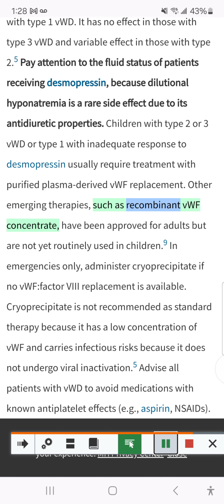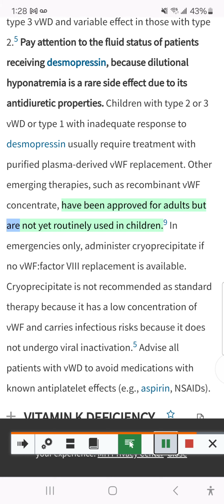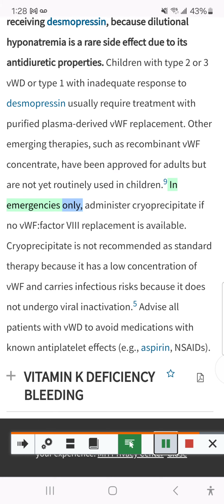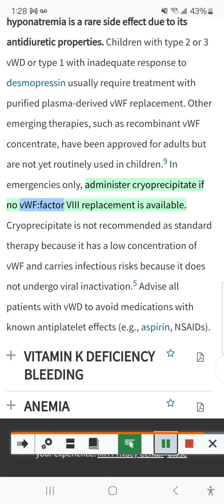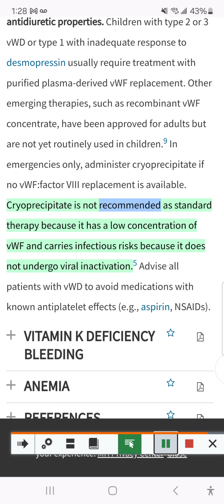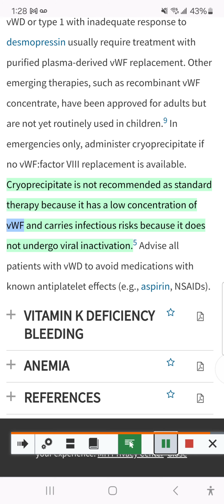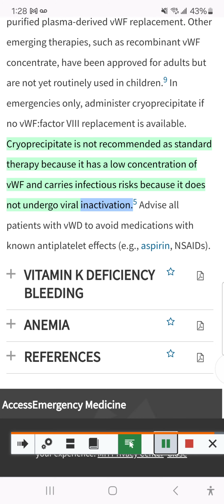Other emerging therapies, such as recombinant VWF concentrate, have been approved for adults but are not yet routinely used in children. In emergencies only, administer cryoprecipitate if no VWF factor VIII replacement is available. Cryoprecipitate is not recommended as standard therapy because it has a low concentration of VWF and carries infectious risks because it does not undergo viral inactivation.